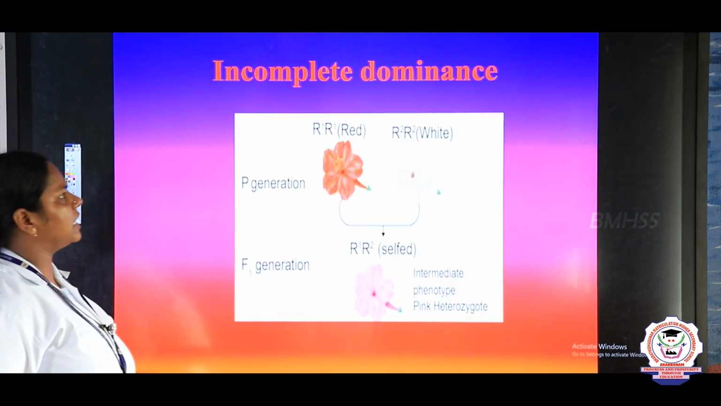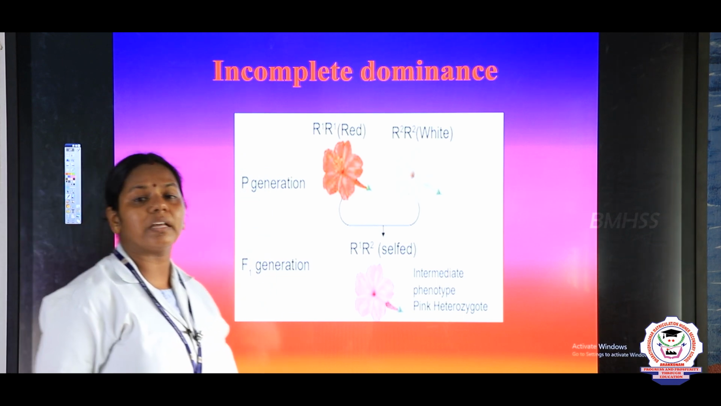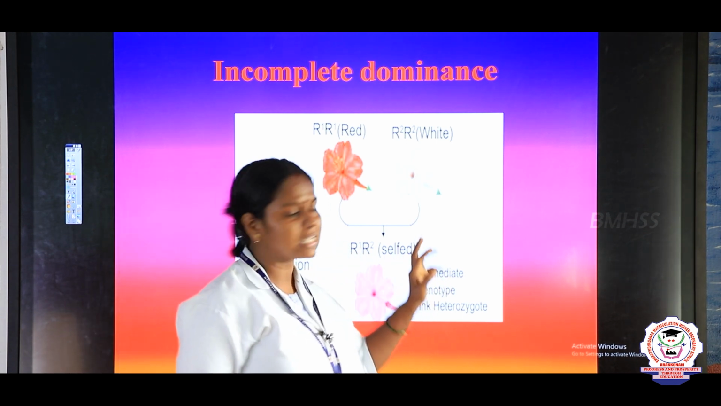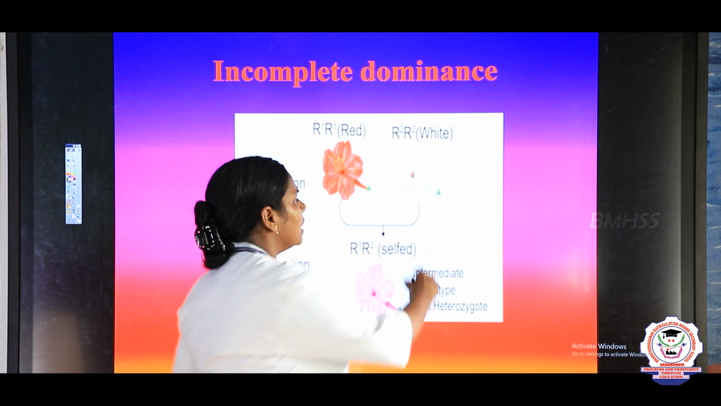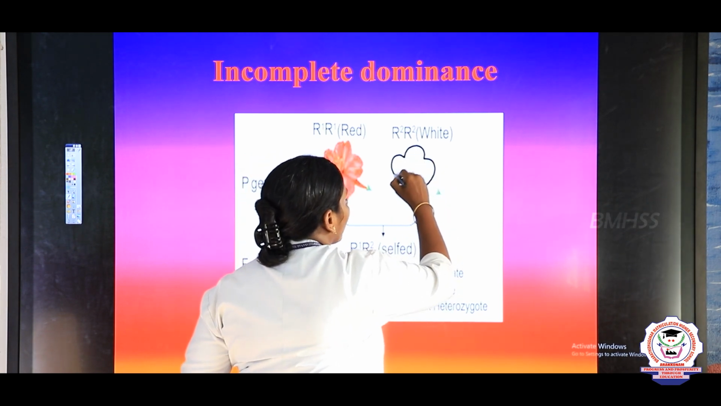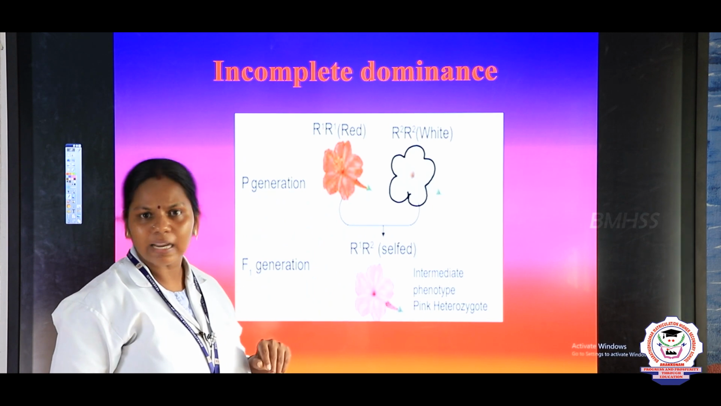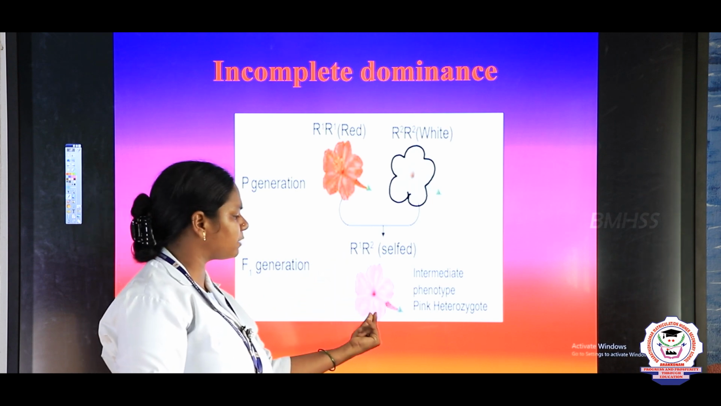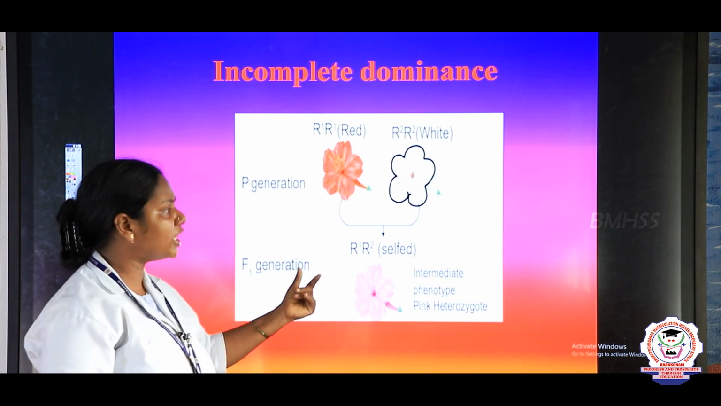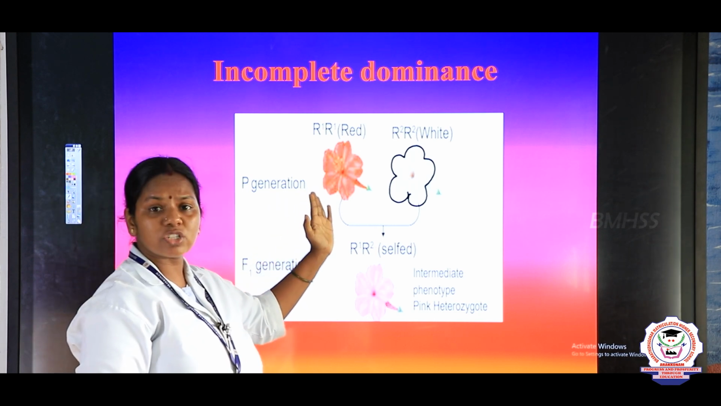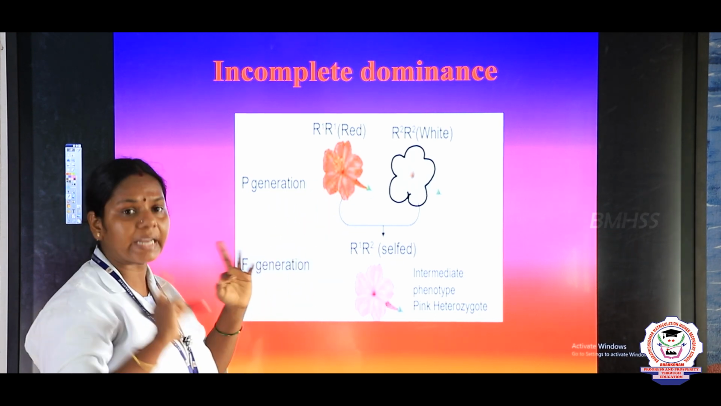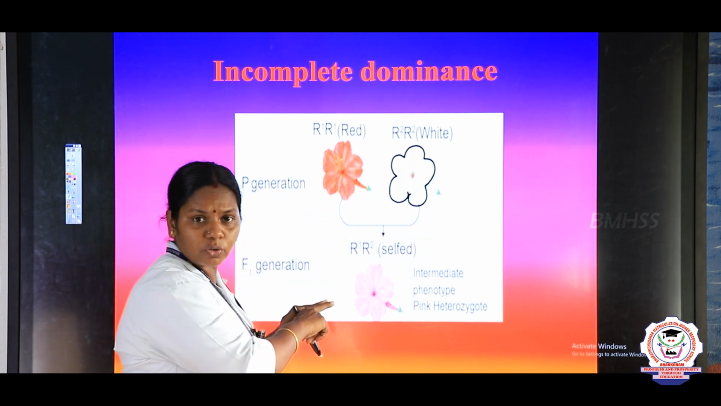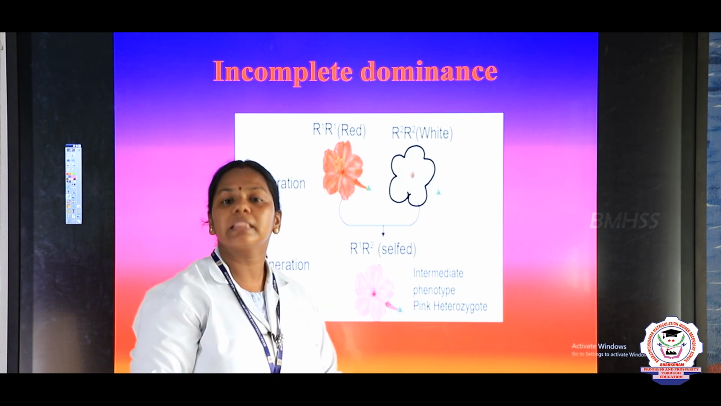And now we are going to see incomplete dominance. The example is the evening plant, that is Mirabilis jalapa. It produces two types of flowers: one is a red flower and the other is a white flower. Two types of flowers are produced, and when they were crossed, in the F1 generation, what happens? It produced pink color flowers. So it shows that one was not dominant over the other. If it were dominant, it should produce only red or only white, but both are not dominant over each other, so it resulted in a different color, that is pink.